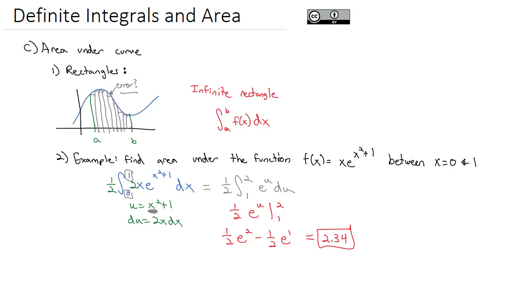This opens up the possibility to find many types of area formulas that we couldn't solve with our basic geometry formulas. In fact, if we want to find the area between two curves, it becomes even more powerful. And that's the topic of the next video.